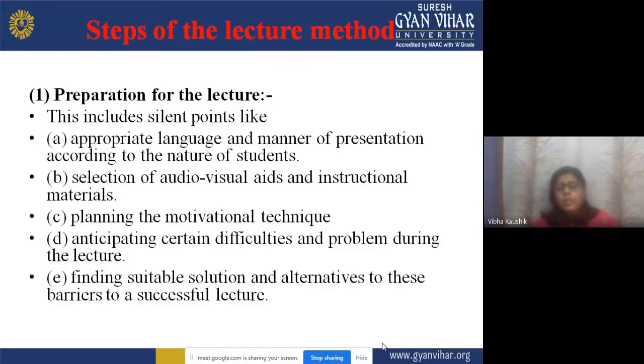Planning the motivational technique, anticipating certain difficulties and problems during the lecture. The teacher anticipates the problems he can face during the teaching-learning process, finds suitable solutions for these particular problems, and finds alternatives to these barriers, so that these alternatives can be used to make the lecture successful.